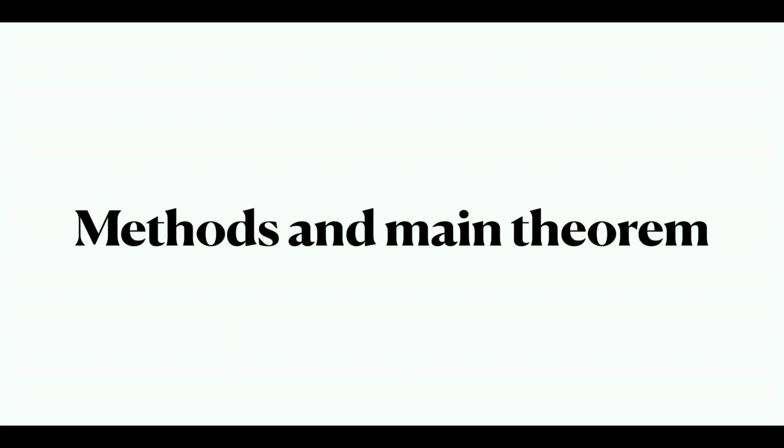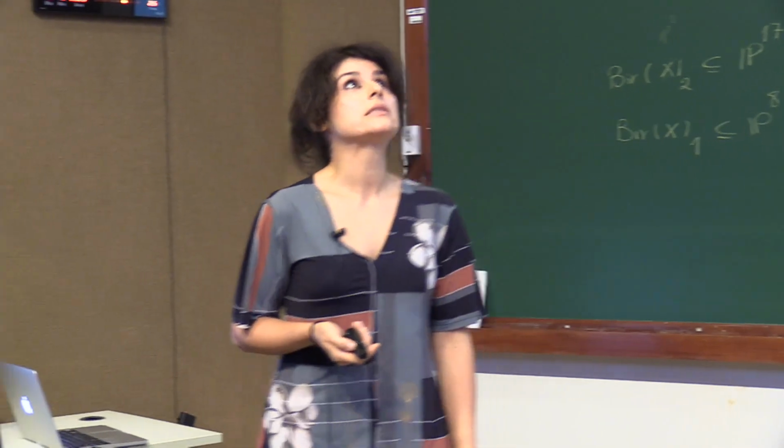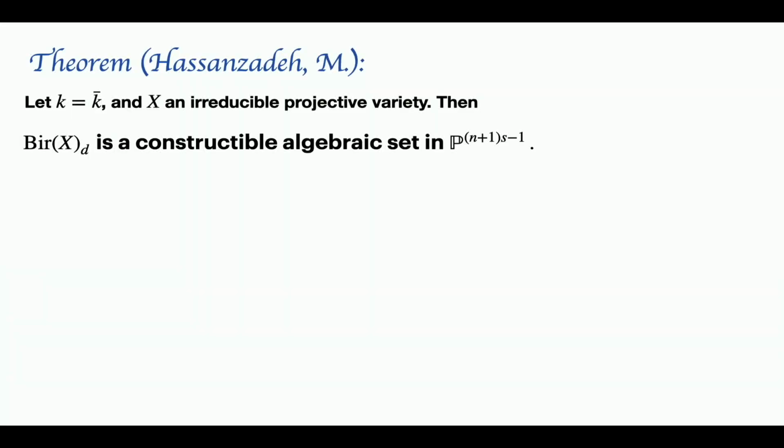Okay, and methods and main theorem. Our methods are totally algebraic, and let me start from the main theorem. Suppose that K is an algebraically closed field, and we have an irreducible projective variety. So in this sense, for any projective variety of any dimension, of any clear polynomial degree D, this set would be a constructible algebraic set in P^(n+1)^s minus 1. By constructible, I mean that this is a finite union of quasi-projective varieties. Not exactly quasi-projective varieties, but it can be written as a finite union of quasi-projective varieties.